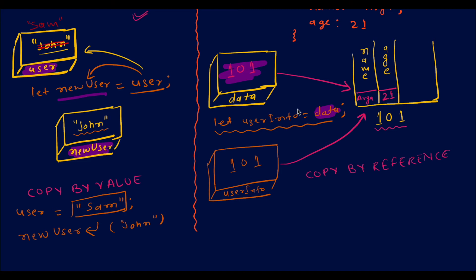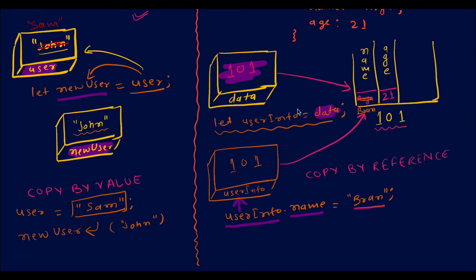Let's try to do the similar thing here in non-primitive data type. User info dot name is equal to Bran. So we are updating a new property of Bran to user info dot name. So we'll first go into user info. Inside user info, I will find an address of the memory. So I'll go to this address and here I will update the name key of the object, that is right now the value of that is Arya. It will be overwritten by the new value, that is Bran.